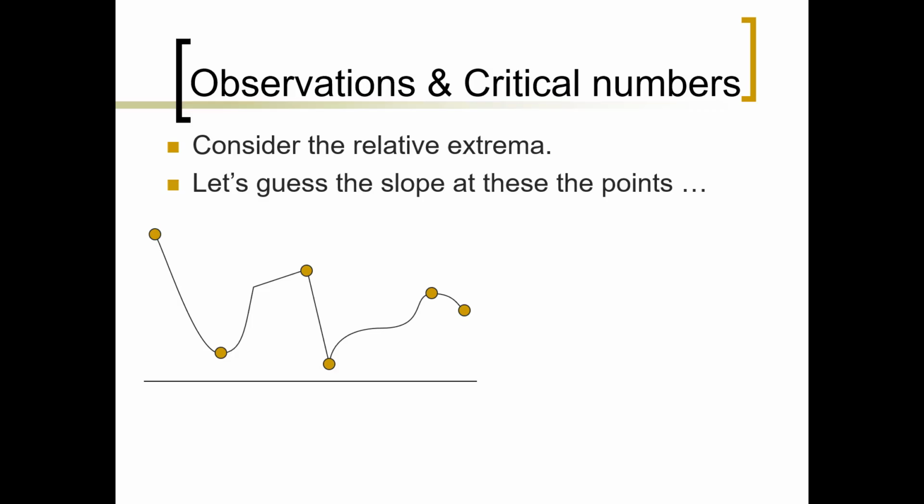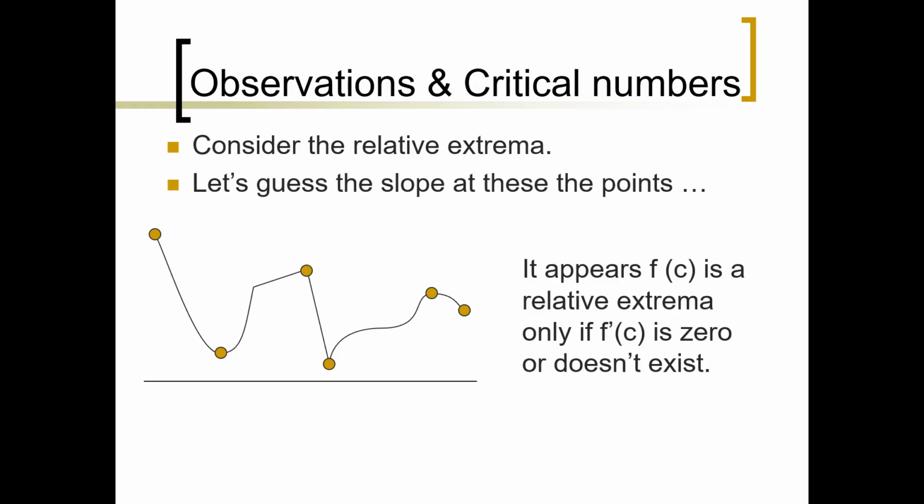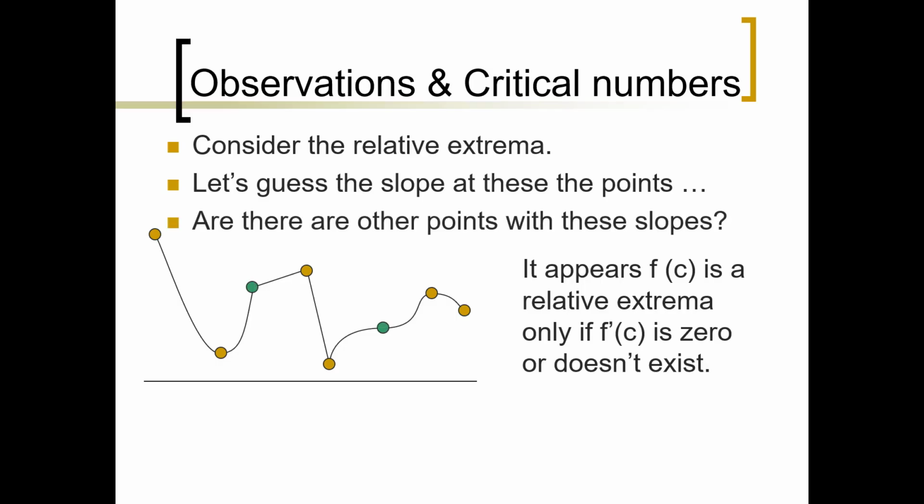So you'd be led to believe that the slope of the graph at any relative extrema either is 0 or just plain doesn't exist. But you wonder, are there other points where the derivative is 0 or where it doesn't exist? And yeah, I actually include them here. These two green points are not relative extrema, and yet the derivative is 0 or doesn't exist. So just because the derivative is 0 or doesn't exist does not mean we have to get a relative extrema.